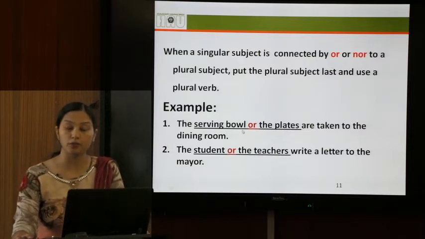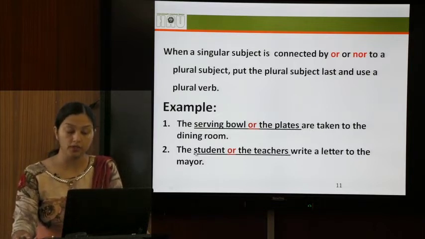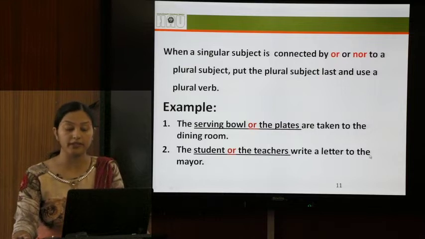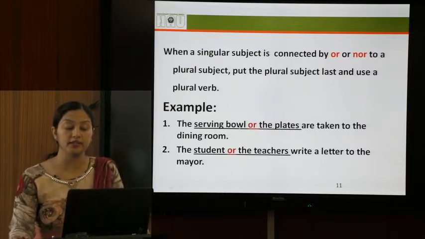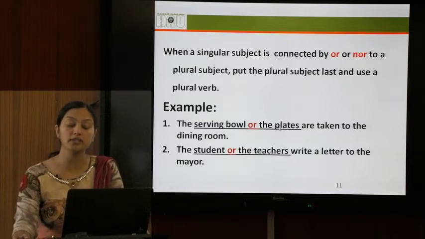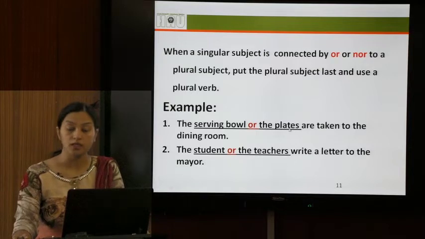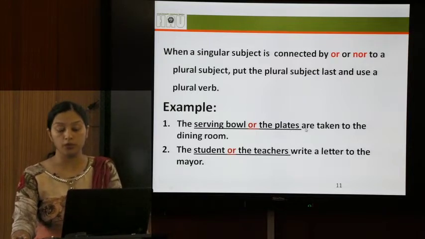The serving bowl or the plates are taken to the dining room. The student or the teachers write a letter to the mayor. So, this must be taken into consideration that in both the sentences our second subject was plural. So, I have used a plural verb.